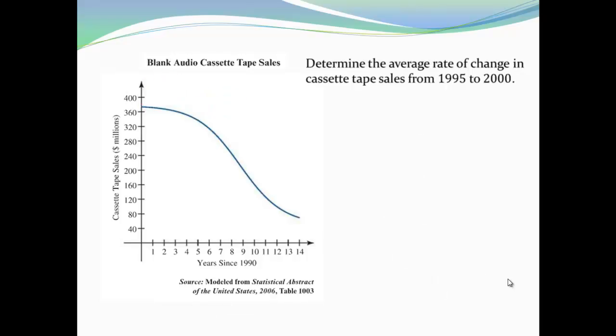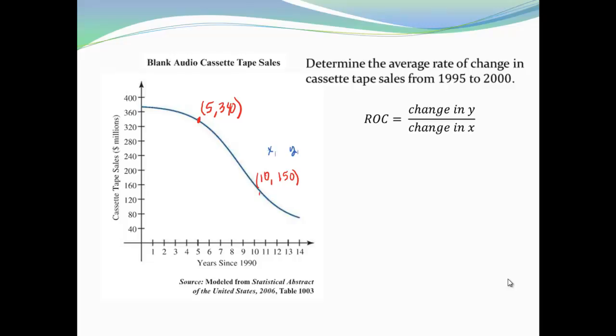Let's take a look at another one. Let's determine the average rate of change in cassette tape sales from 1995 to 2000. Again, we would have to find our data points. In 1995, we said that was 340, and I use 5 since it's 5 years past 1990. And then for the year 2000, that's 10 years past 1990. So I'm going to call that point 10, 150.